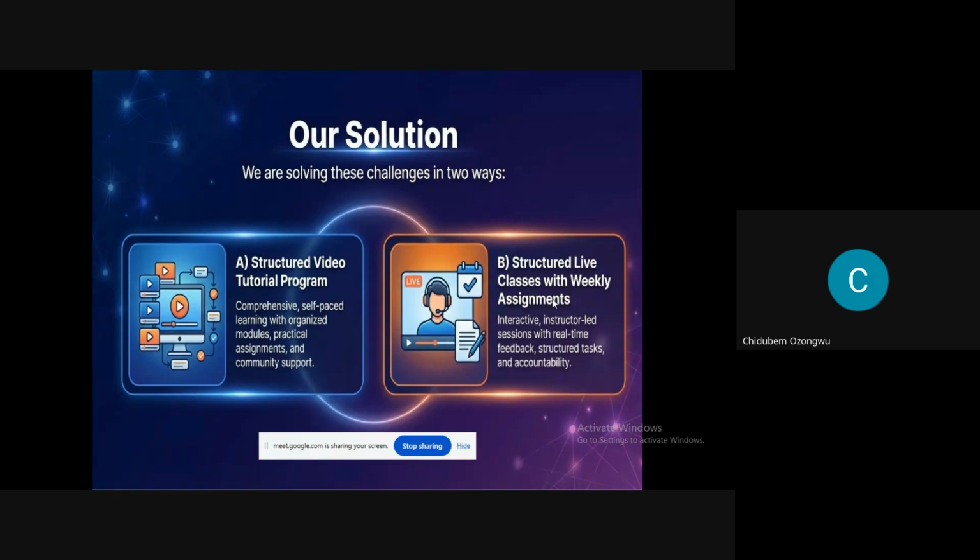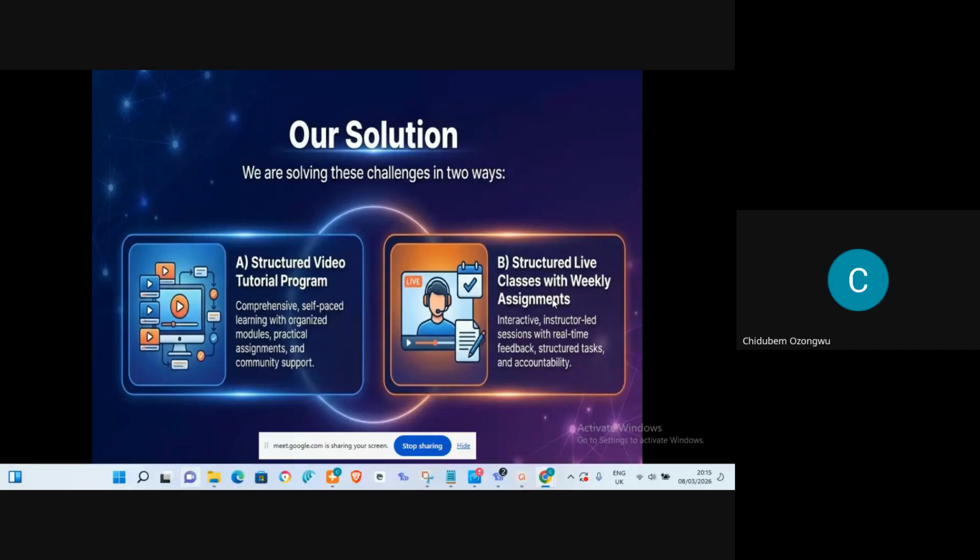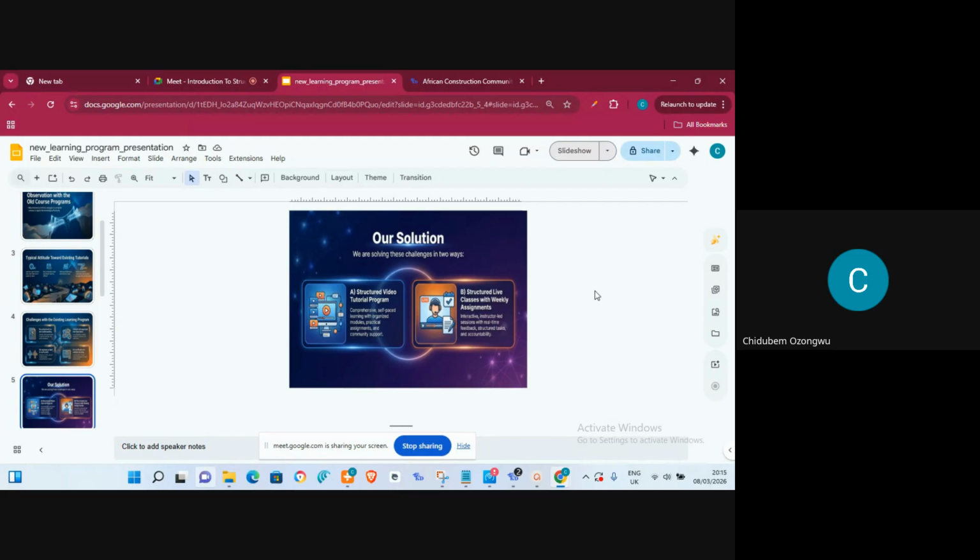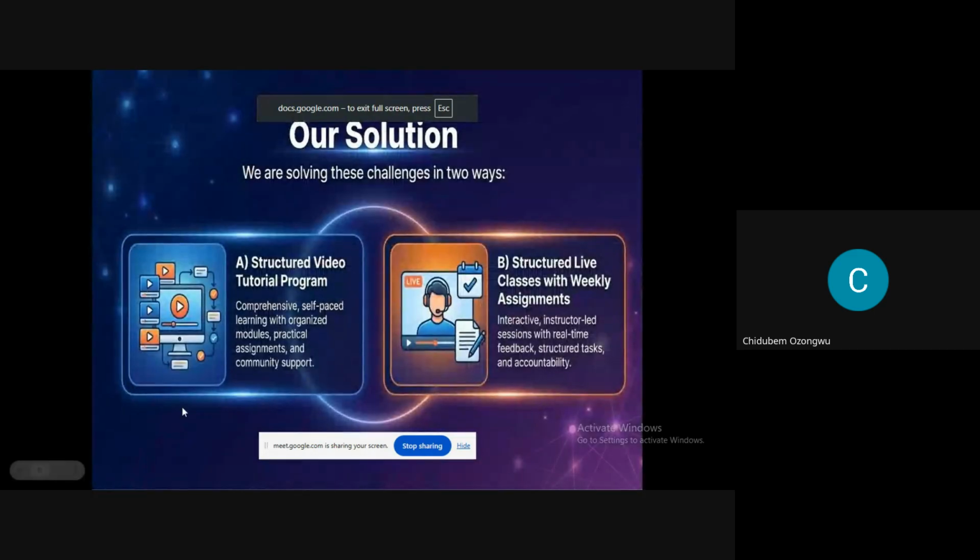One is structured. We are still going back to the video tutorial method, but structured in the sense that in a week, you have to watch just these 3 videos and do the assignment, and you should submit the assignment 2 days after. So that week it is given to you. You watch that video and that's it. Next week you watch the other one. Before you know it, you finish up with the video. That's the first solution.